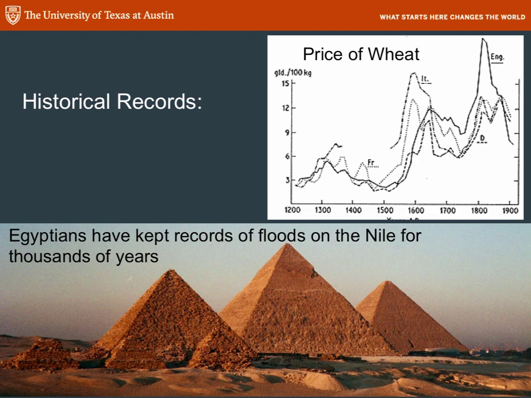People also look at historical data. For example, the price of wheat. If the wheat prices are particularly high, that means the crop was particularly bad that year. So you can get a sense of whether it was cold or wet, or the conditions were otherwise not good for growing wheat. Another kind of historical record are flood records. Egyptians have kept flood records on the Nile River for thousands of years.